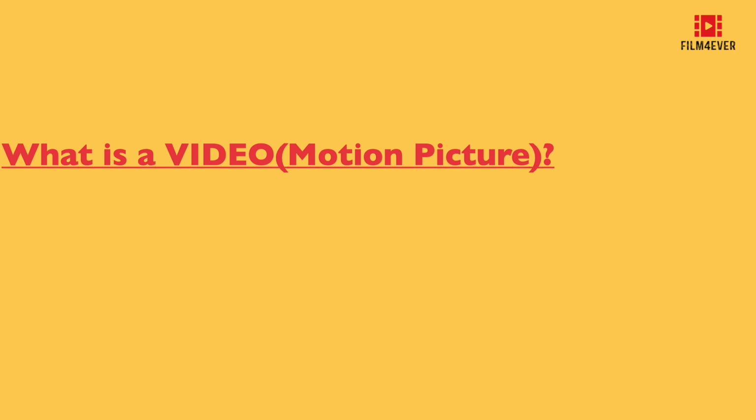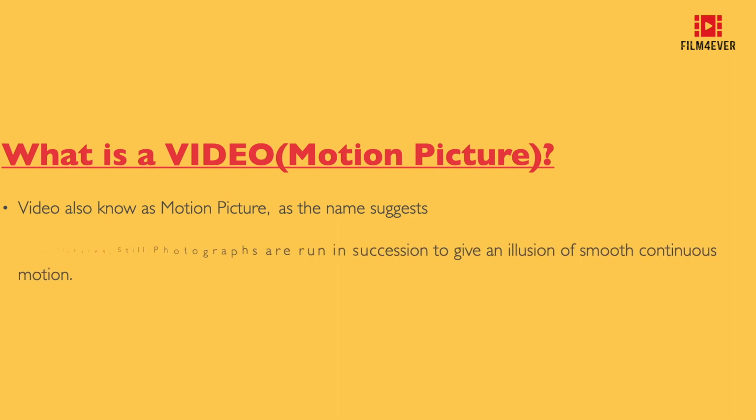So what is a video? Video is also known as motion picture. As the name suggests, it's motion of pictures. So basically we have photographs run in succession to give an illusion of smooth continuous motion.